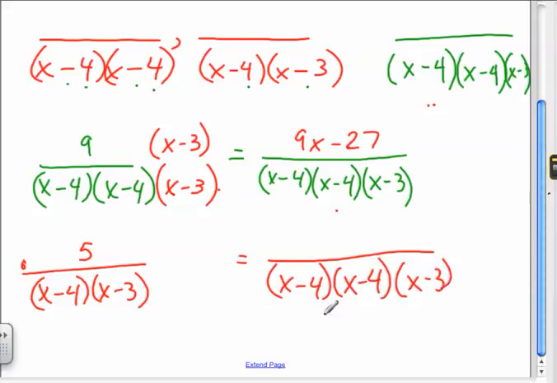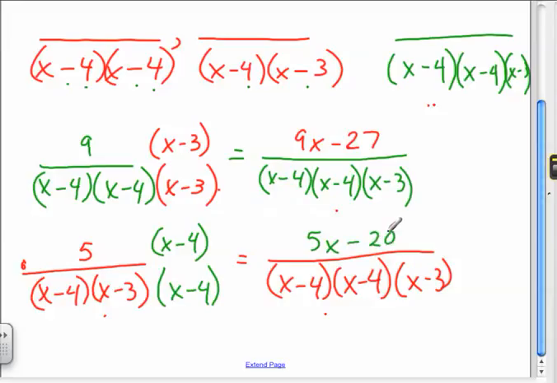Now what does this denominator have that this one doesn't? Alexander. Another x minus 4. Times x minus 4. So what do I multiply the top by, Alfredo? By x minus 4. So my numerator for this second fraction is going to be 5x minus 20.